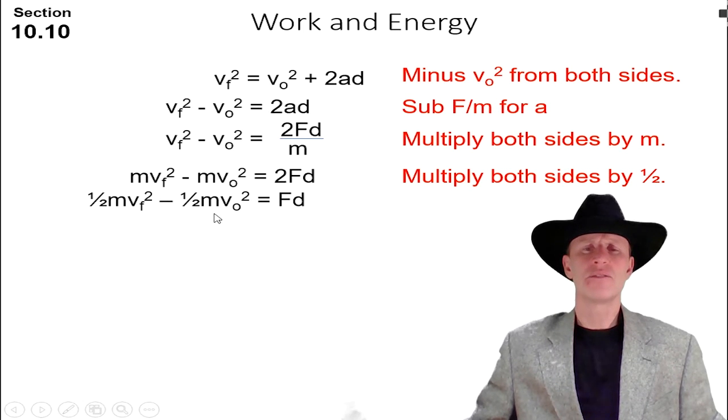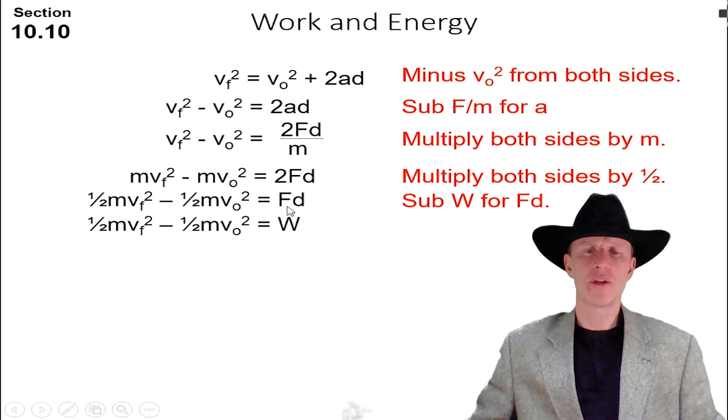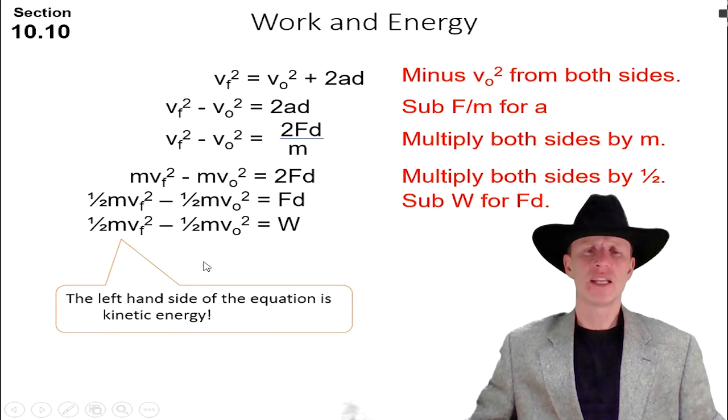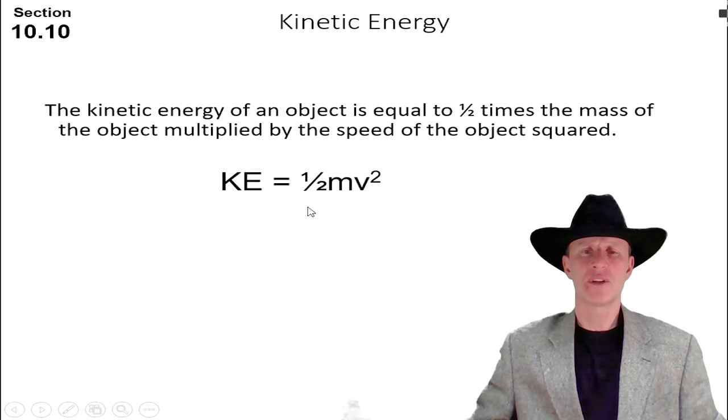Let's continue our derivation. Fd we just found is work, so we can substitute work for Fd. Now on the left-hand side, this is a change in kinetic energy. The left-hand side is representing kinetic energy. One of these expressions would be the formula for kinetic energy, 1/2 mv squared.